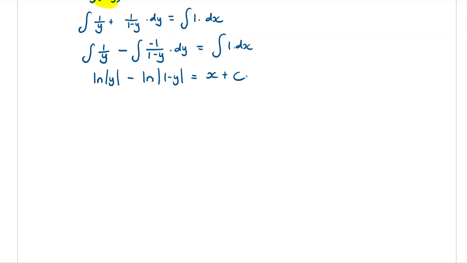Okay, now log subtracted, log laws, means that you can combine those two logs to be the absolute value of y over 1 minus y.